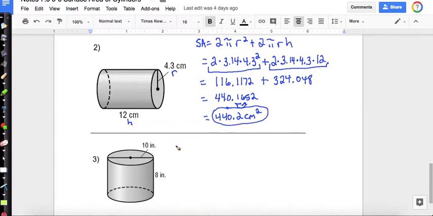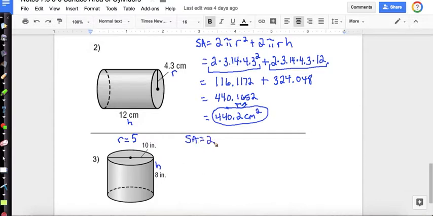Okay, so let's look at the last one. Ooh, it goes all the way across. So this isn't my radius. What is this? My diameter. So I got to write what the radius is so I don't get confused. So what's half of 10? Or 10 divided by 2? 5. What's the height? 8. So label that H.